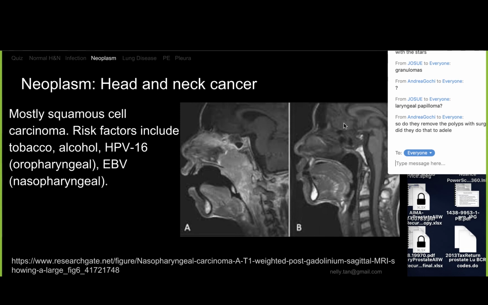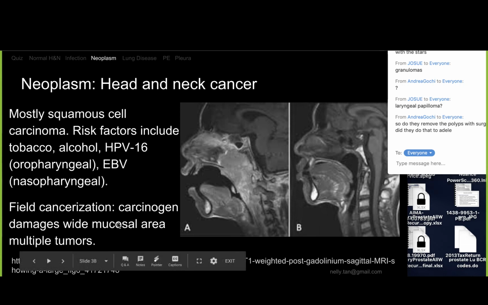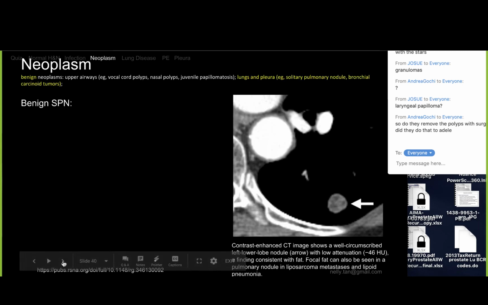So where was I? Yeah, so this is the MRI. The nasopharynx here is nice and clean and open. And here, on the other hand, you see this mass that's essentially effacing the nasopharynx and almost obliterating the airways. So that is SCC, and it's field cancerization because if they smoke, the entire mucosa is exposed to it, not just one area. So the most common type of head and neck cancer is squamous, like everyone said.